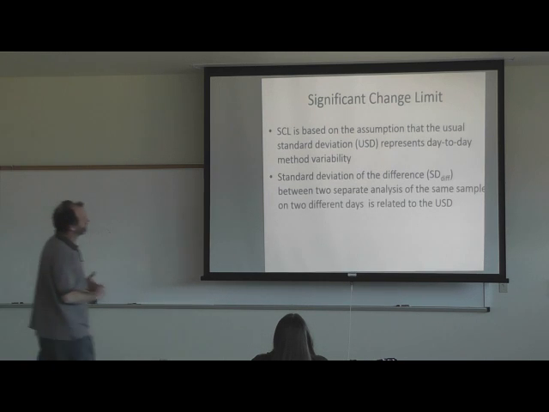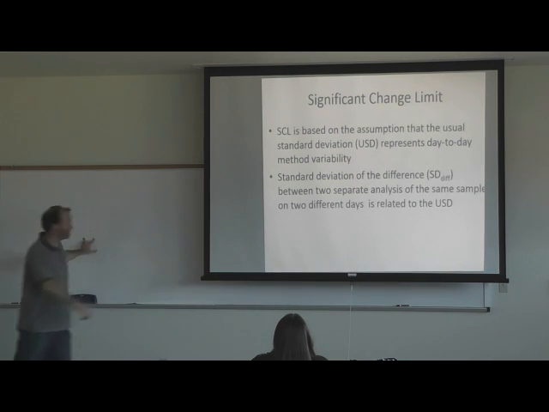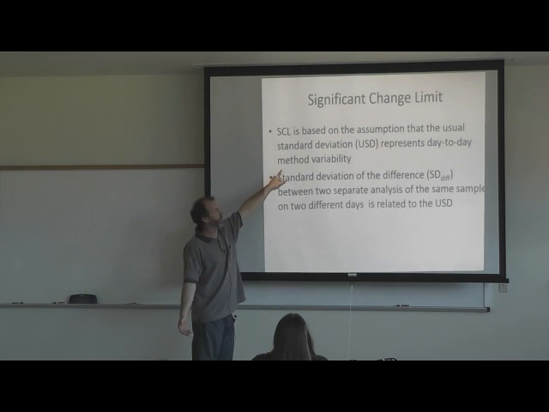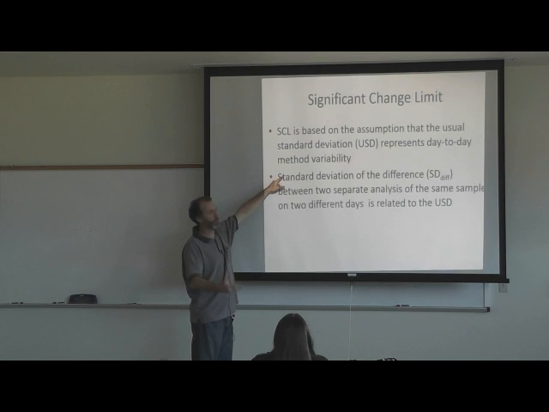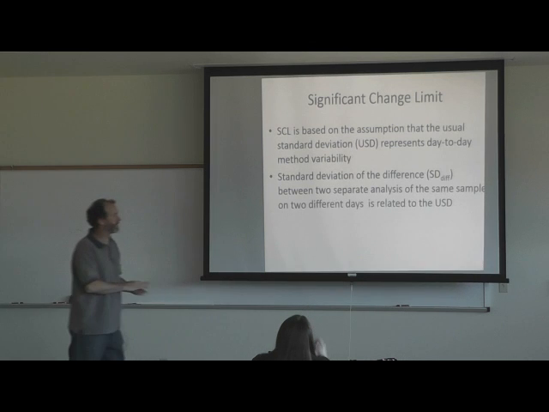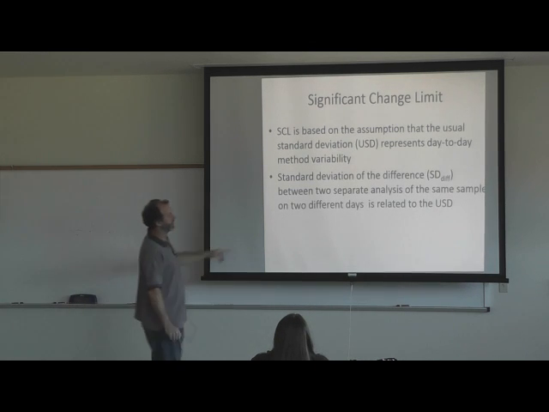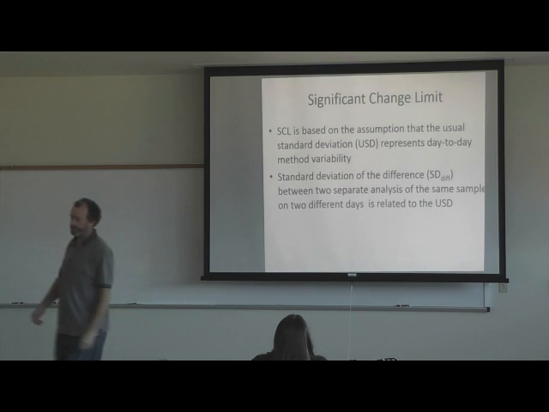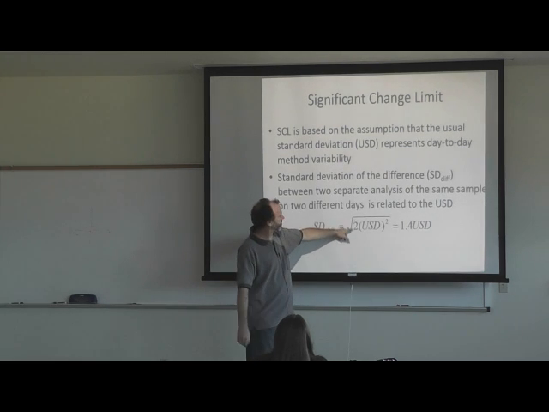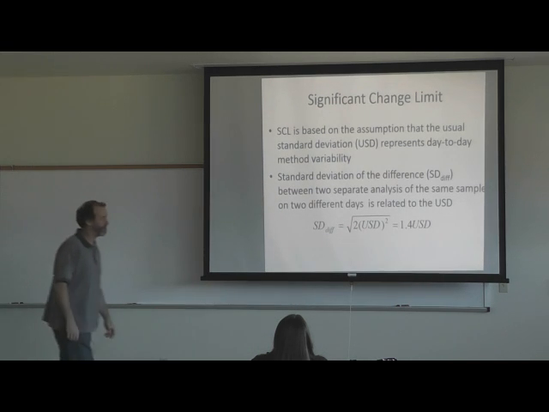So it's based on the assumption that the usual standard deviation, which are these dots I drew, represents day-to-day method variability. So you're going to just see that with just the normal method. The standard deviation of the difference between the two separate analyses of the same sample on 2 different days is related also to the usual standard deviation. And you can calculate that as standard deviation of the difference equals the square root of 2 times the usual standard deviation squared, or 1.4 times the usual standard deviation.